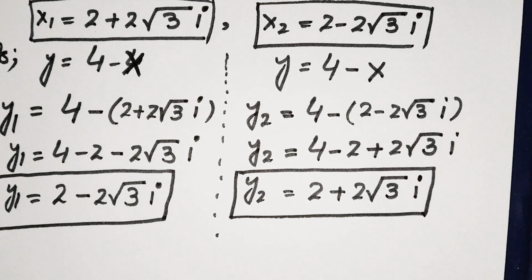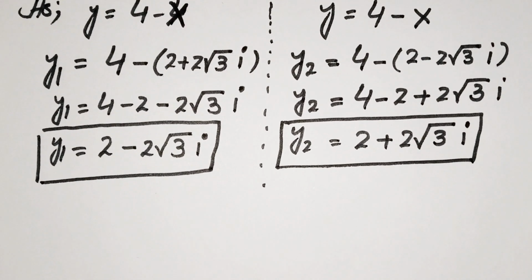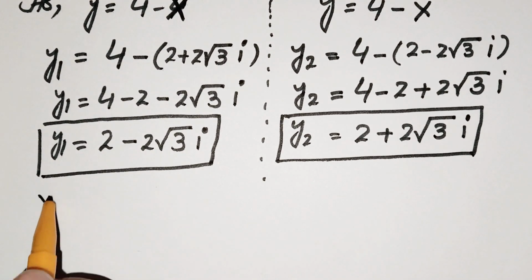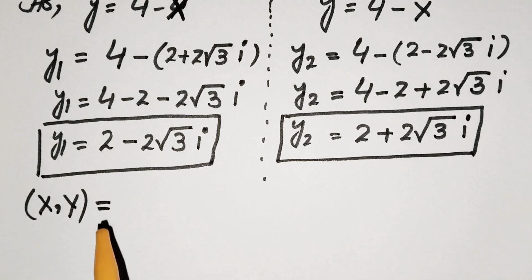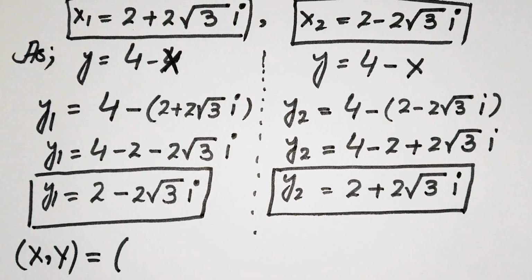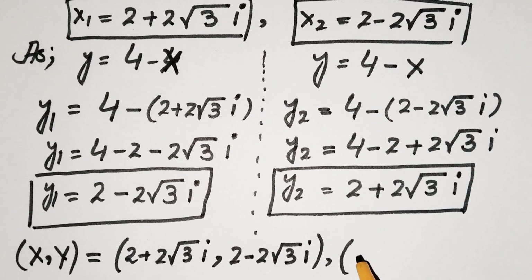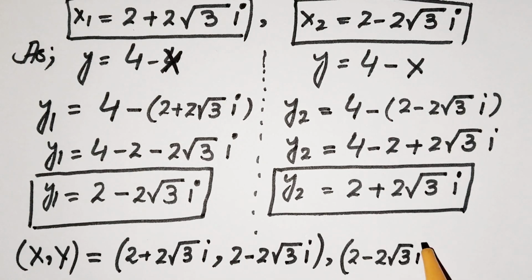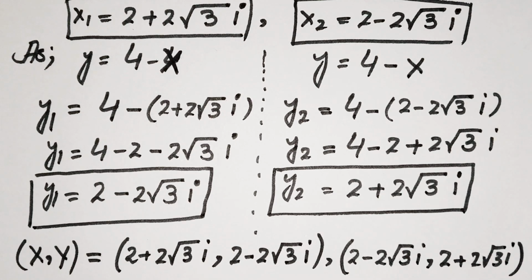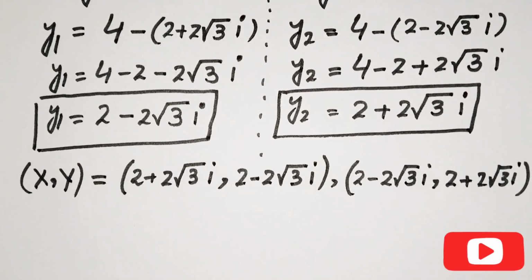Now we have just found out the values of x and y for this problem. Now if we write here the values of x and y, then we have, when x is this one, 2 plus 2 times square root of 3i, then the value of y for this is 2 minus 2 times square root of 3i. And similarly, when x2 is 2 minus 2 times square root of 3i, then the value of y is positive, which is 2 plus 2 times square root of 3i. So these are actually two values of x and two values of y.